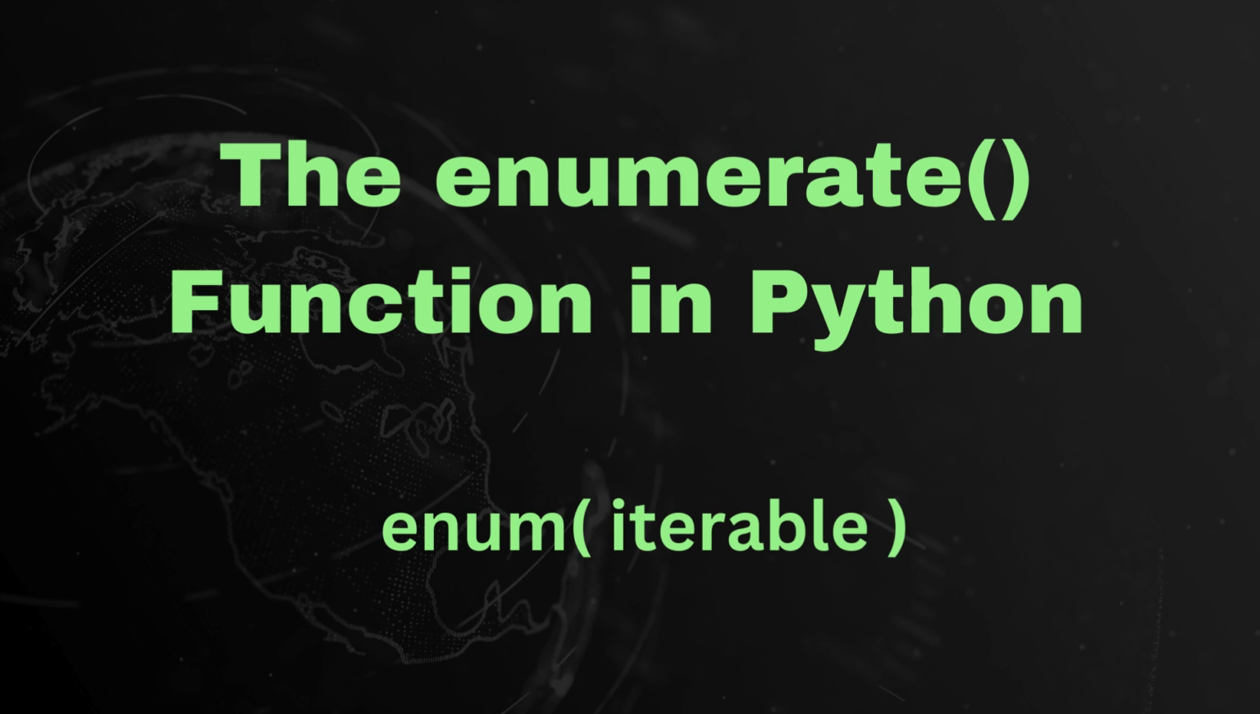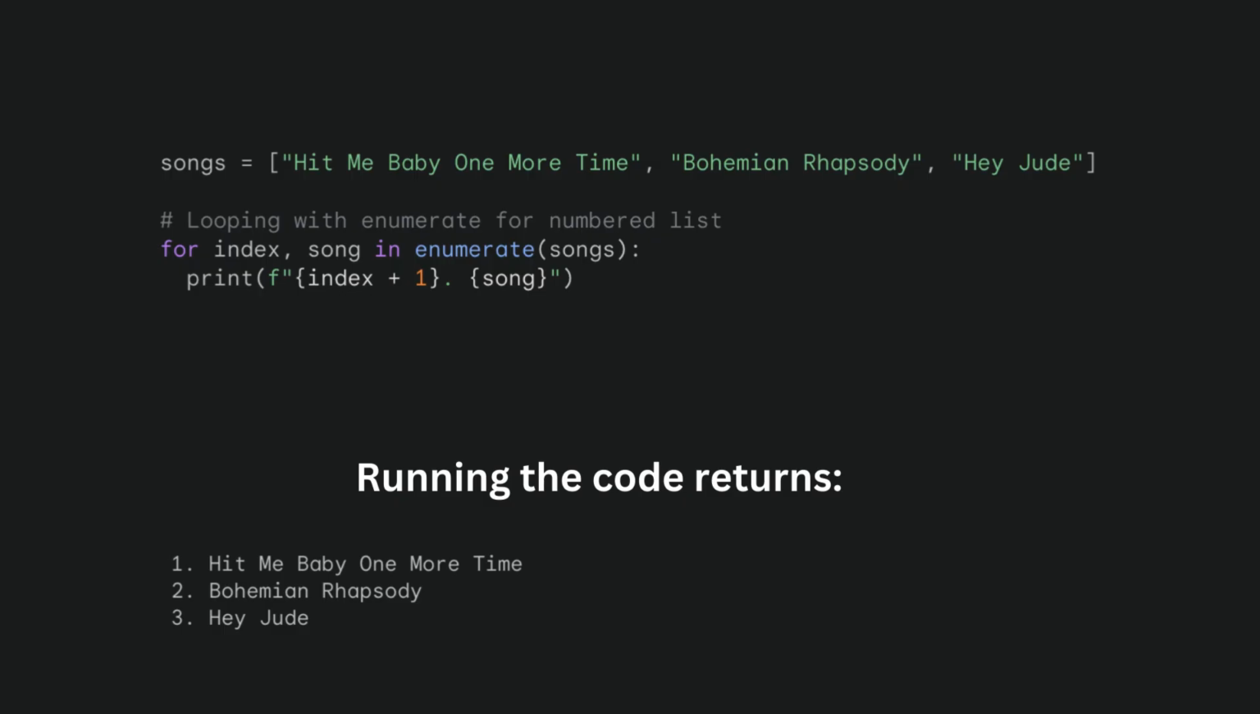Today we're going to be breaking down Python's enumerate function. This is a super handy function whenever you have a list that you want to number. So today we're going to be looking at using this function in the example of creating a music player list.